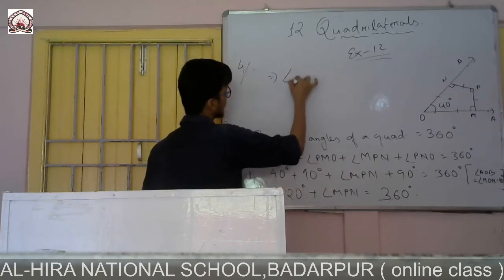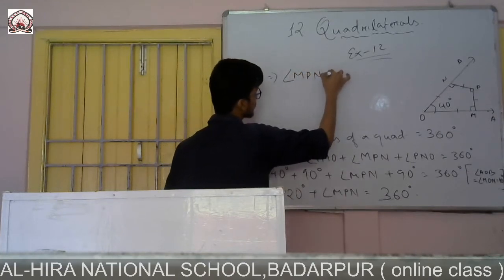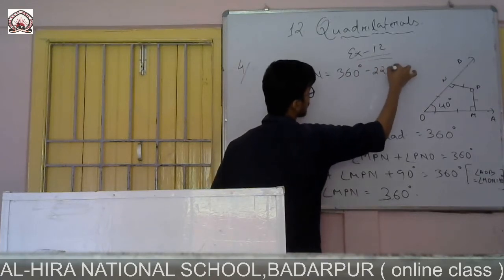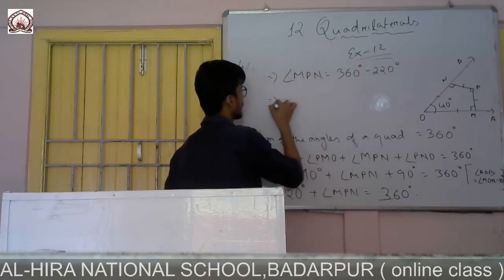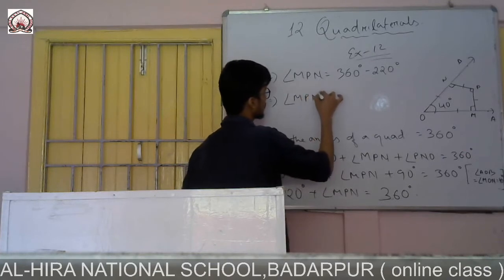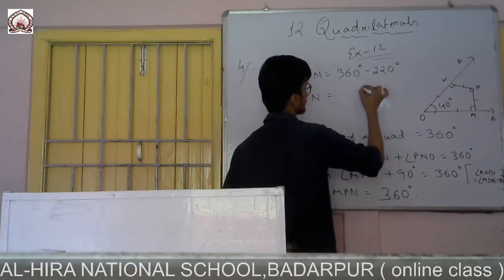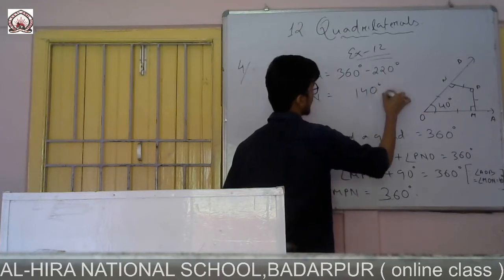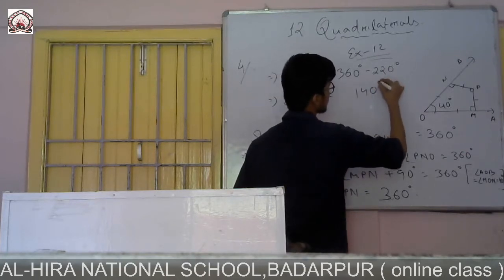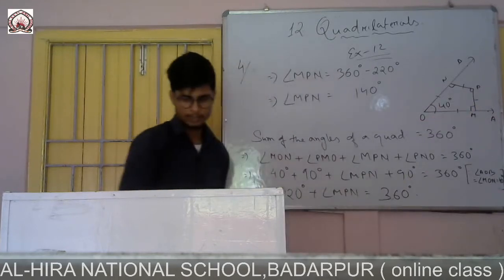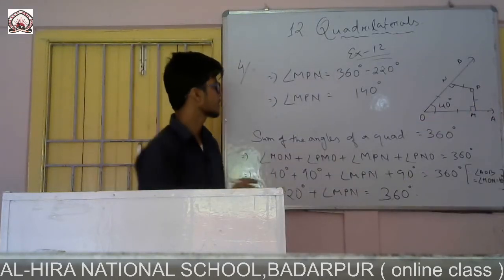This implies angle MPN equals 360 degrees minus 220 degrees. Angle MPN equals 360 minus 220, how much? 0, then 6 minus 2 is 4, minus 2, 1. 140 degrees. That means this angle is equal to 140 degrees. So this is the answer.